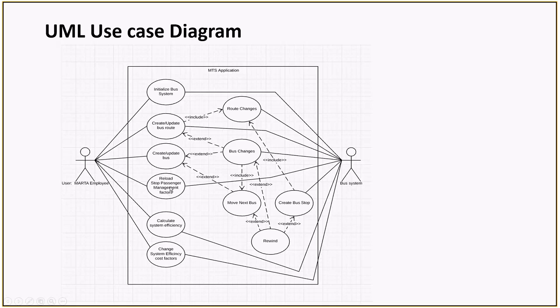Then passenger management can be updated. We also have a system efficiency use case, which the system efficiency is calculated by the system and refreshed on screen. And then we have the system efficiency coefficients or the cost factors.